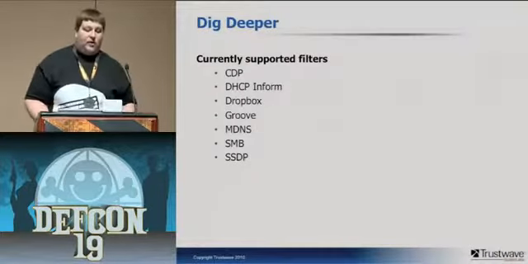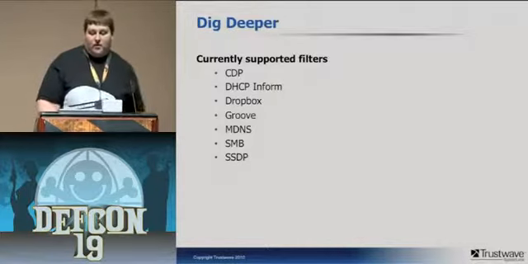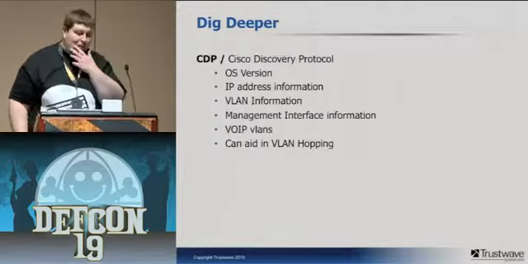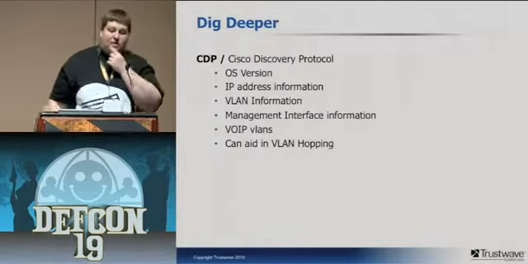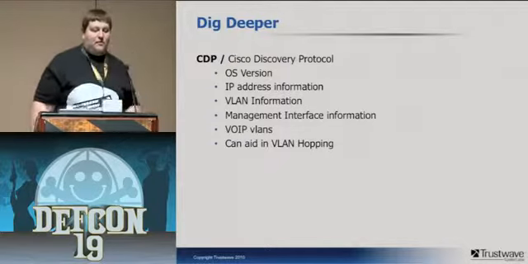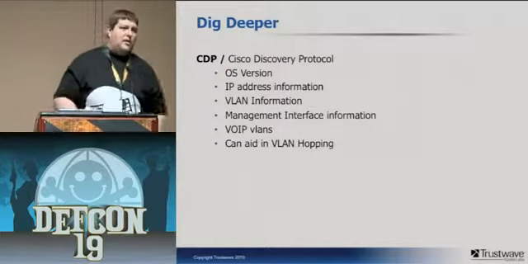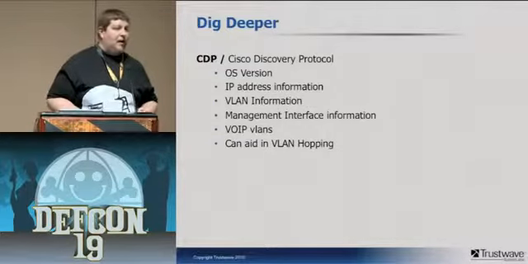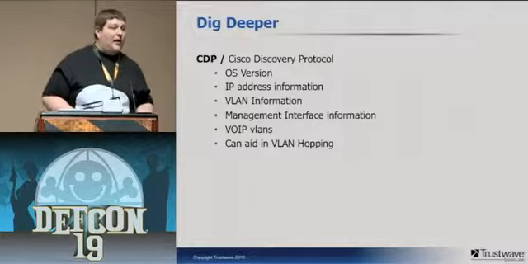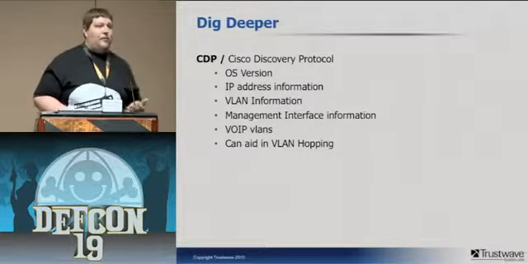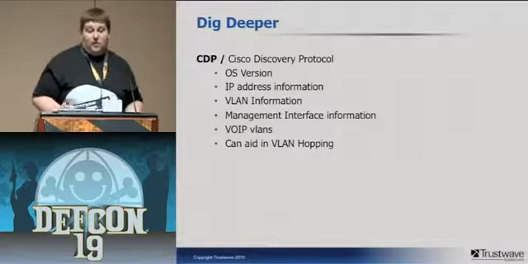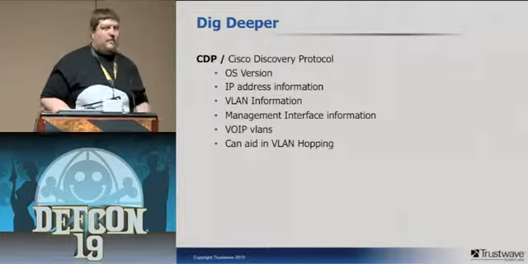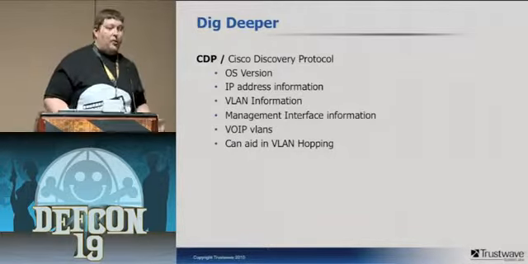As far as what is currently in each filter, I wanted to talk for a couple minutes about what types of information we're actually gathering. CDP we looked at for a second. It's got the OS version, IP address information, and VLAN information. Where all of this really comes in handy is if you're doing a pen test. A lot of the time you will get things like what the voice over IP VLAN is and other information that can help lead to further compromise. Since you're getting all of the OS versions, if there's a vulnerability in a certain version of IOS, this will certainly help you.